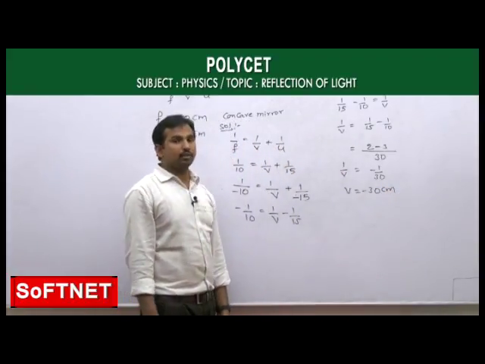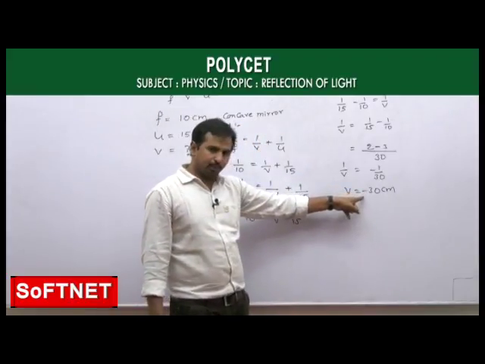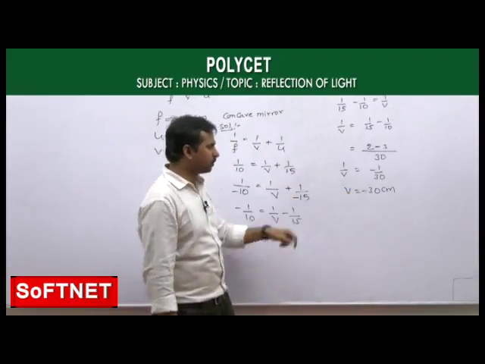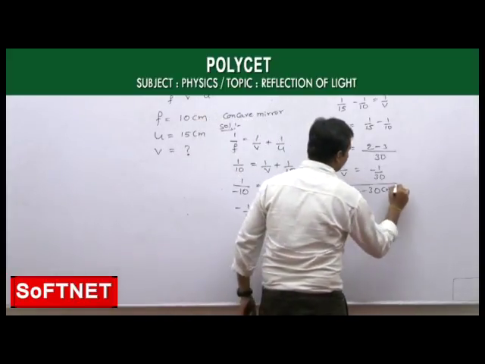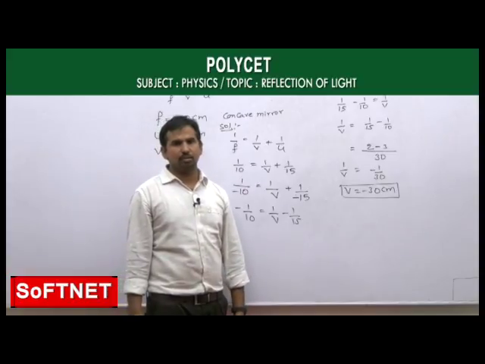For the case of a concave mirror, the image distance is actually negative. That's why here we get the v value as negative, and how much is that? Minus 30 centimeters. Okay.